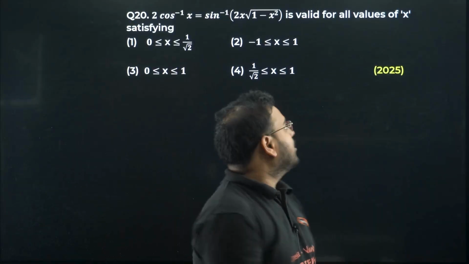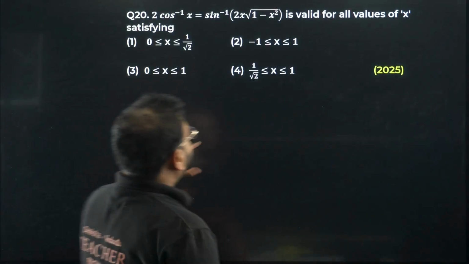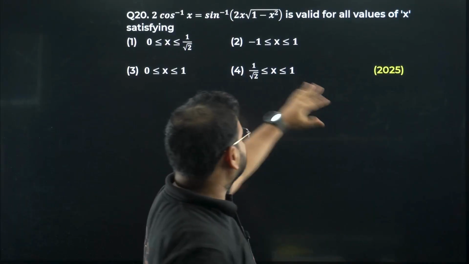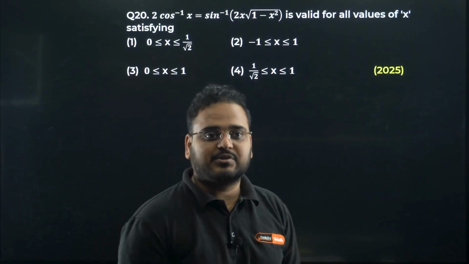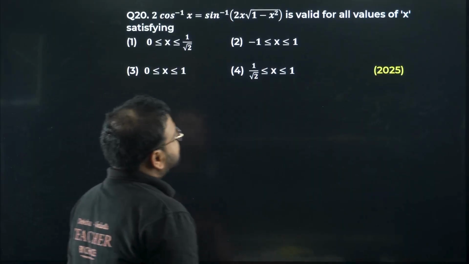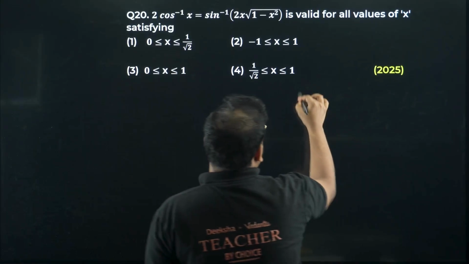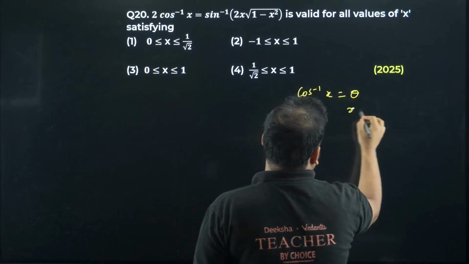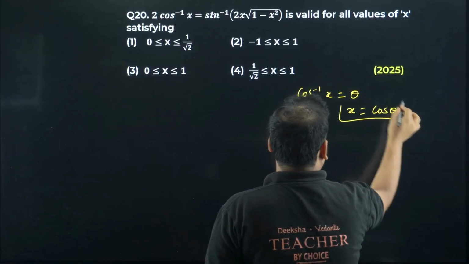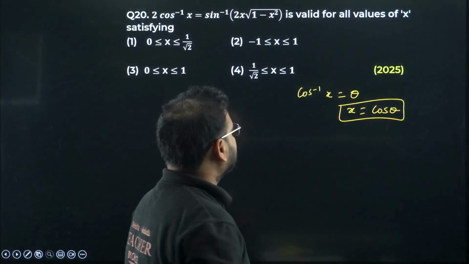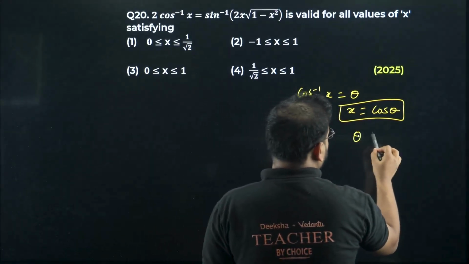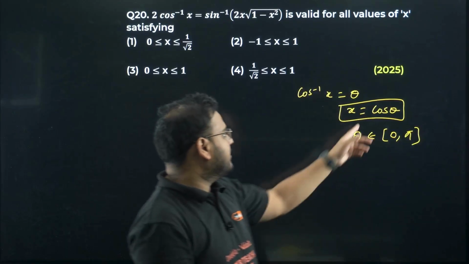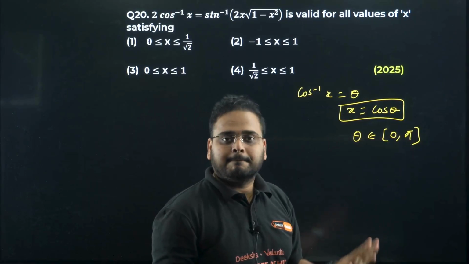Okay, great. They're asking, for the given condition, which is the valid domain of x basically, right? Domain of x means where the x will lie, which set of x satisfies the equation. They've given 4 options, 1, 2, 3, 4. Let's check. So we'll do one thing, we'll take cos inverse of x as theta, or basically x as cos theta. So we know one thing for sure from here, theta will lie from where to where? 0 to pi. That's the domain of theta. If I've taken x as cos theta, it means theta will lie from 0 to pi.